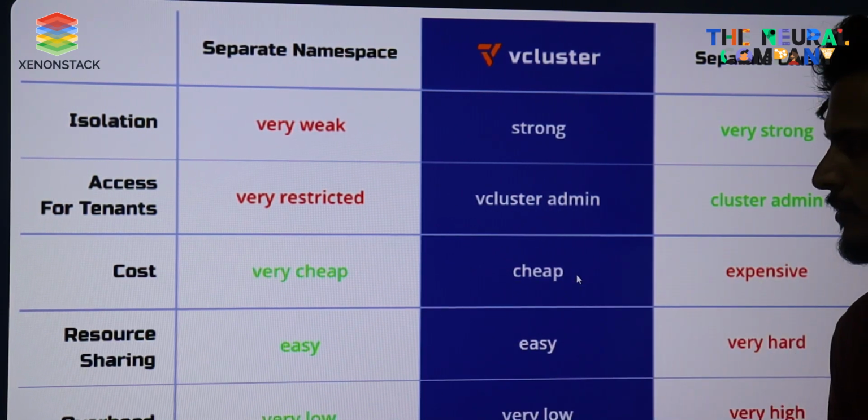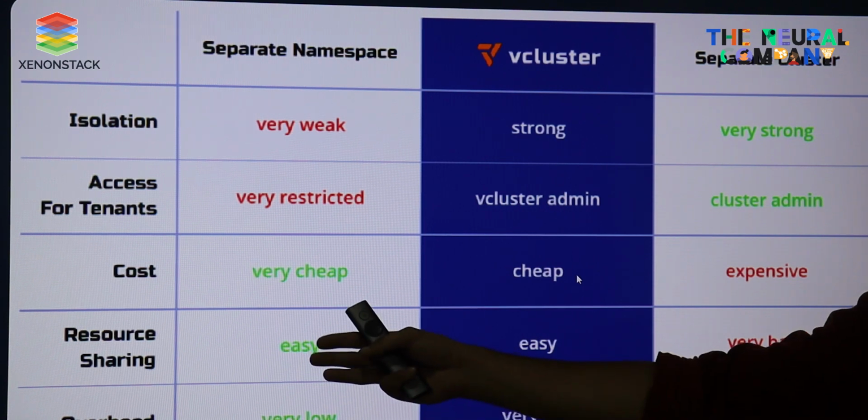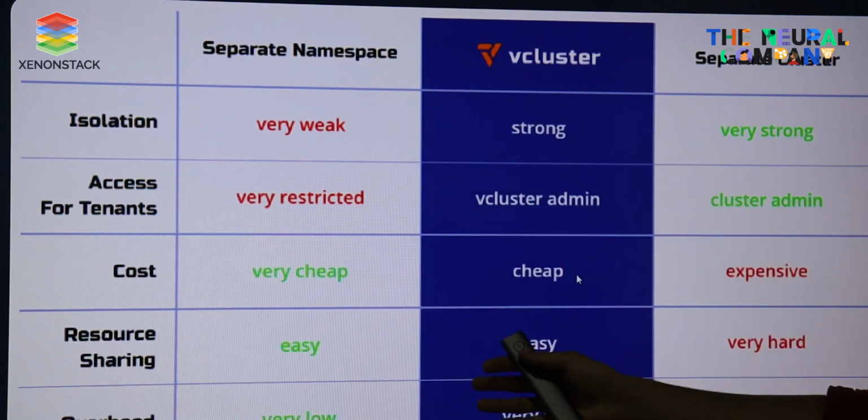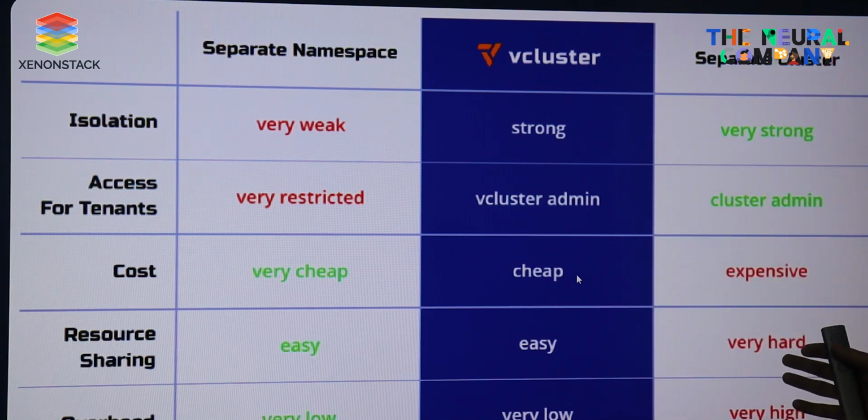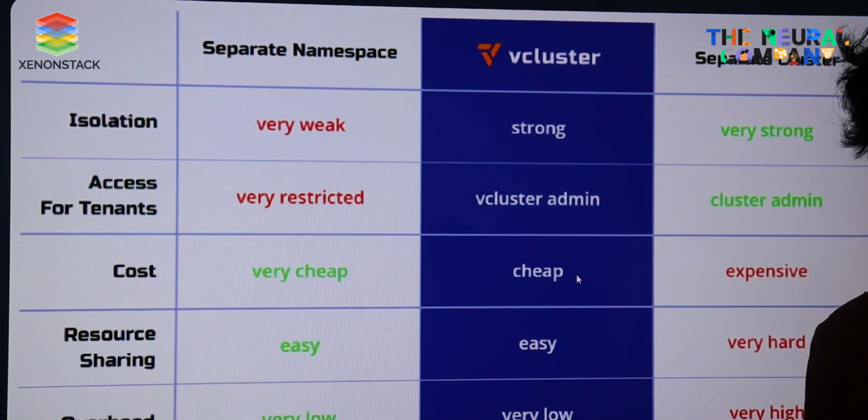Now let's talk about resource sharing. Resource sharing in a separate namespace is very easy, and for Vcluster it is also easy, but for a separate cluster it's very hard, because we have to do cross-cluster sharing.